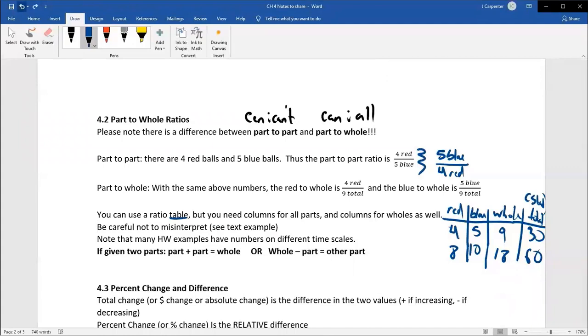So note that many homework examples will have numbers on different time scales. So just be careful with that. If one thing is in hours and another thing is in minutes, convert them to all the same time scale, or just be careful with your units. Again, proportions work even across different units, as long as you're careful to pay attention to your units.